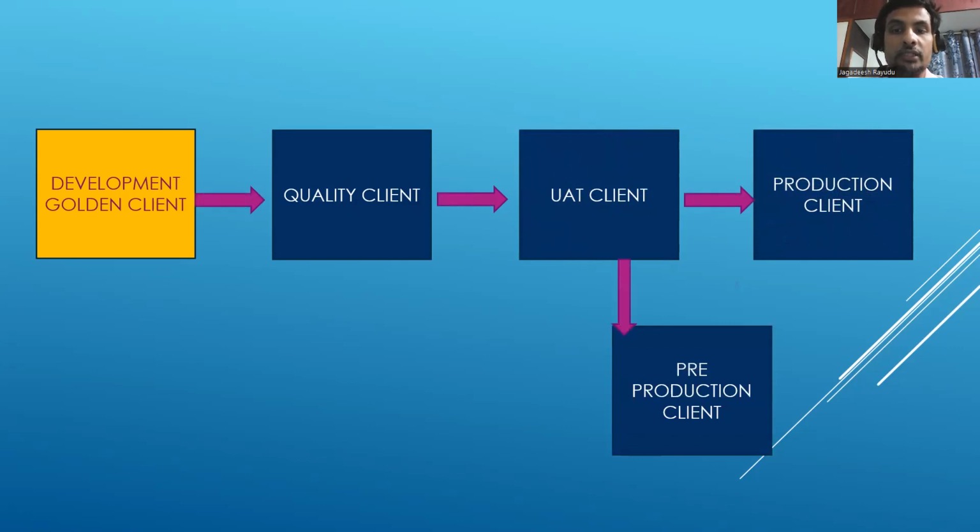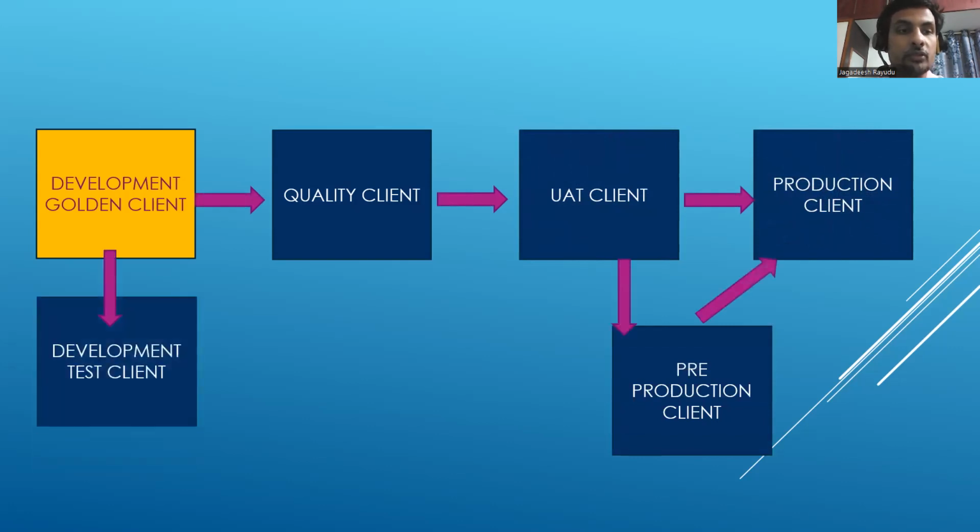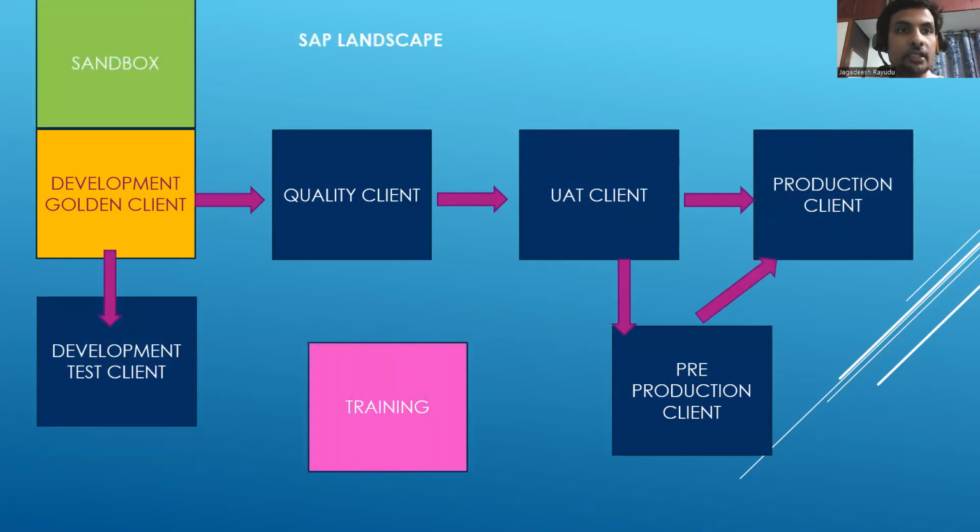So I will explain what this pre-production and all is. You can see here development test client. Golden client: suppose you have done a configuration for account determination. The same is copied to the development test client. Like, the development client is assumed to be 100, so the development test client might be 300. So from 100 to 300 you are doing the client copy.